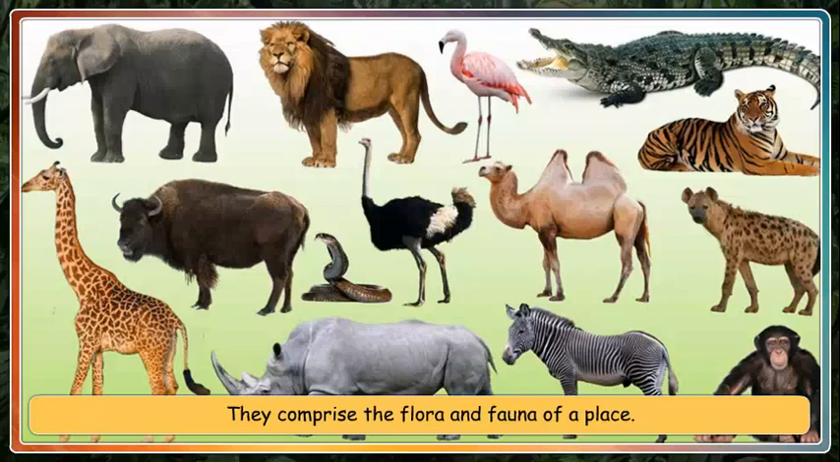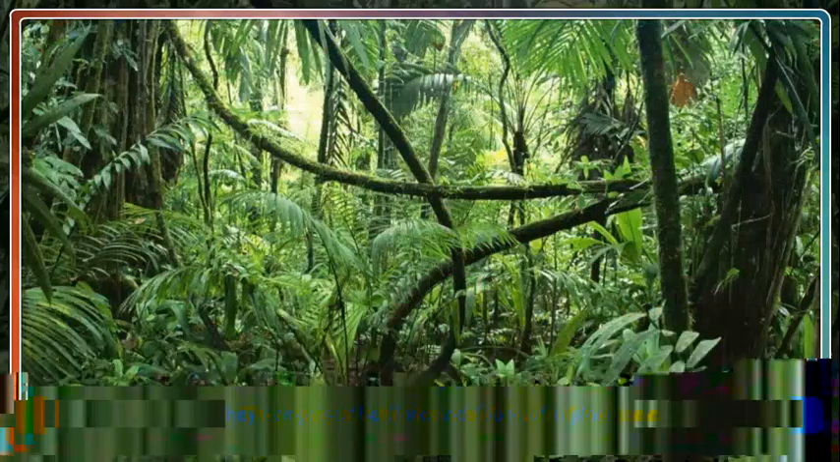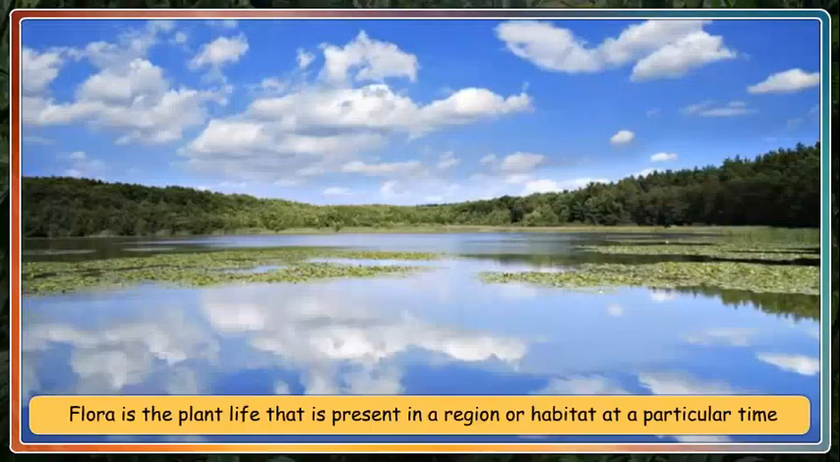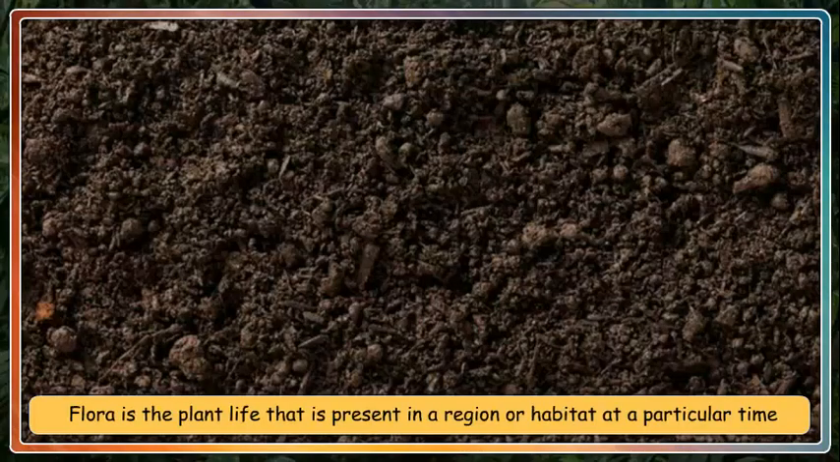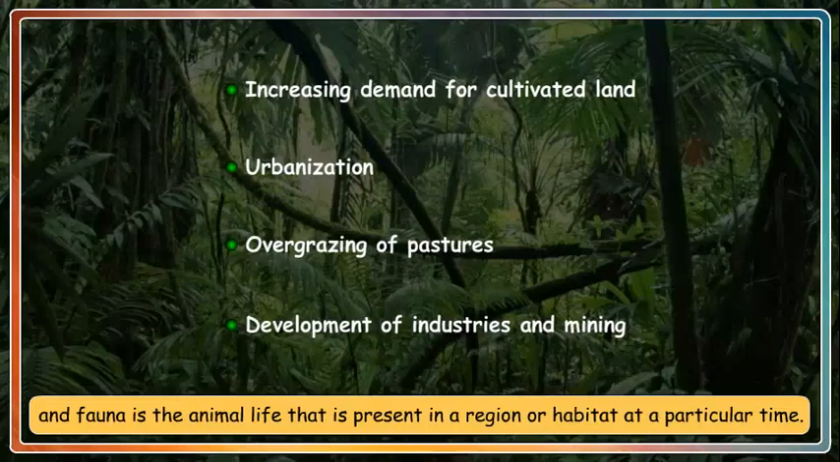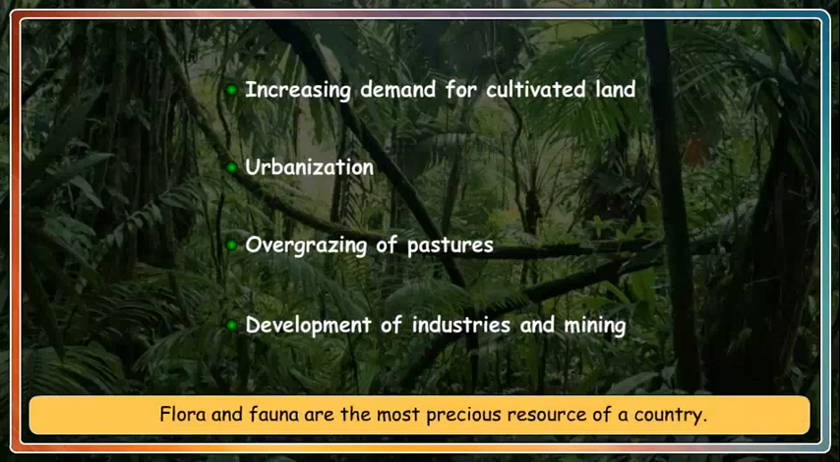We see a variety of plants and animals around us. They comprise the flora and fauna of a place. Flora is the plant life that is present in a region or habitat at a particular time, and fauna is the animal life that is present in a region or habitat at a particular time. Flora and fauna are the most precious resources of a country. India has a rich flora and fauna.